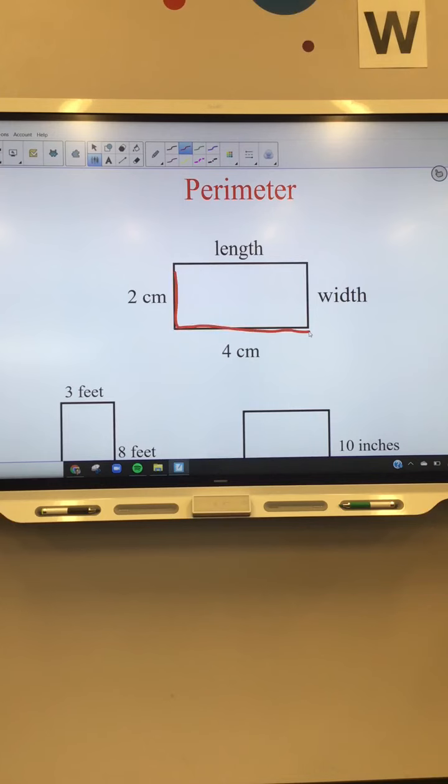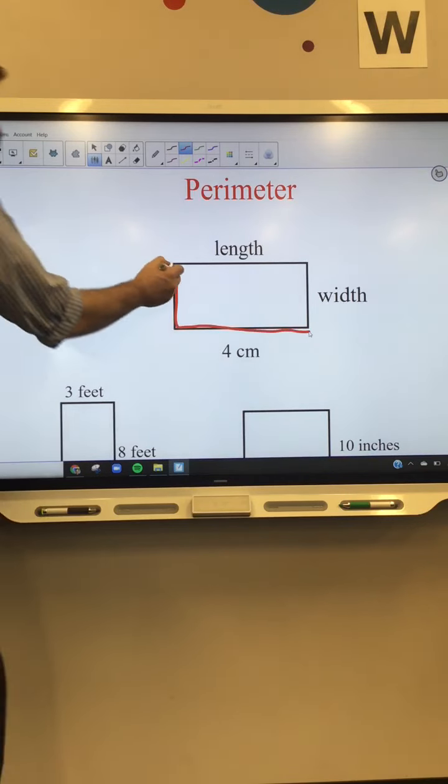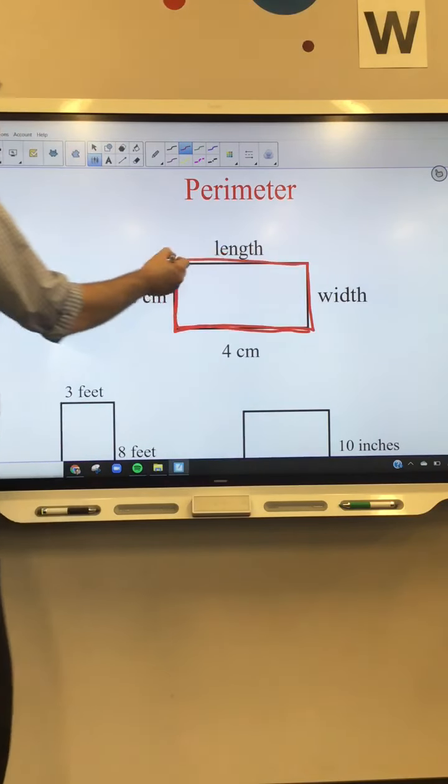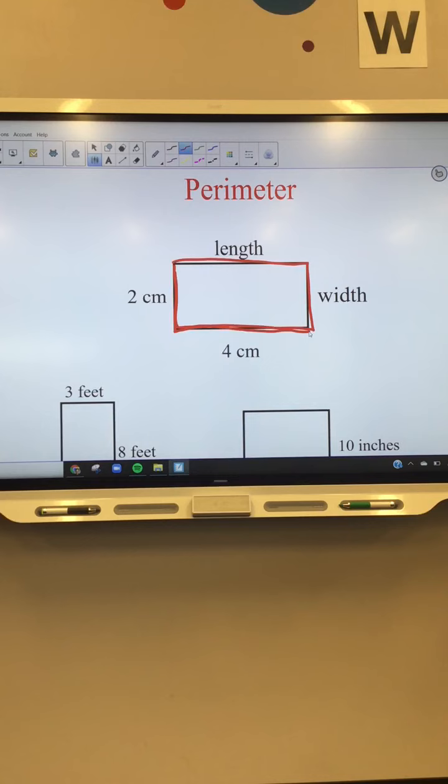Mac. 2 plus 4 plus 4 plus 2. So do them again? Sure. Because really, perimeter is the distance around the outside. So 2 plus 4 plus 2 plus 4. All the way around is the perimeter.